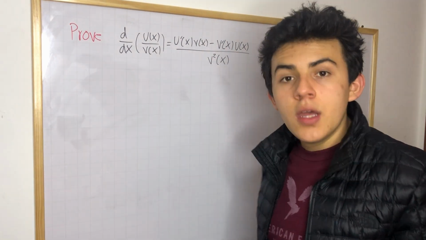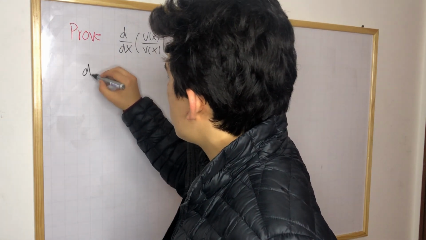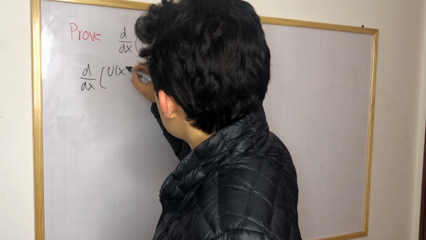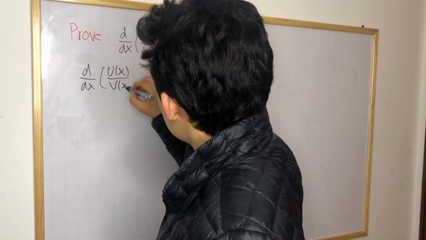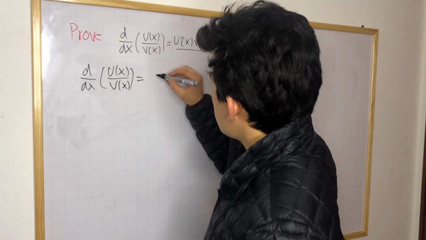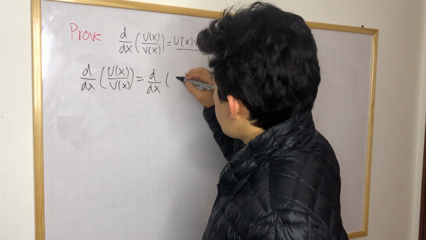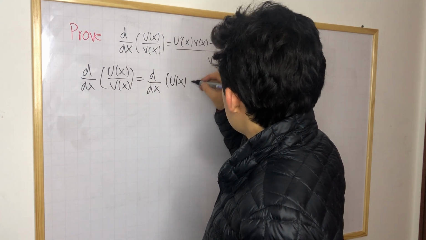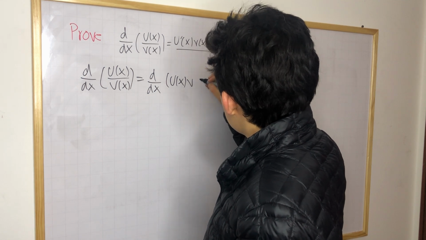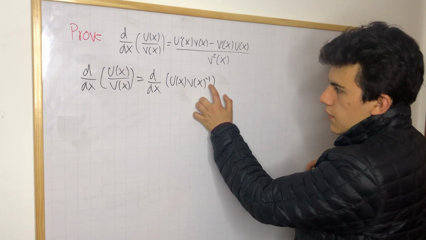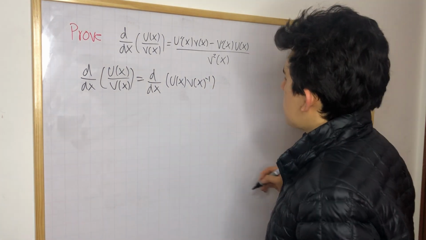So let's begin. We know that the derivative with respect to x of the quotient of two functions, so I'm going to say u of x and v of x, we know this is the same as if you took the derivative with respect to x for u times the inverse of v, which I'm going to write using this notation, okay? v of x to the -1, okay? This is the notation I'm going to use.